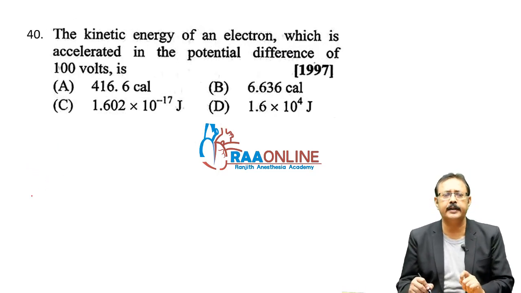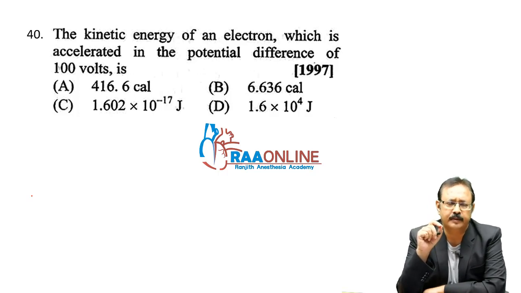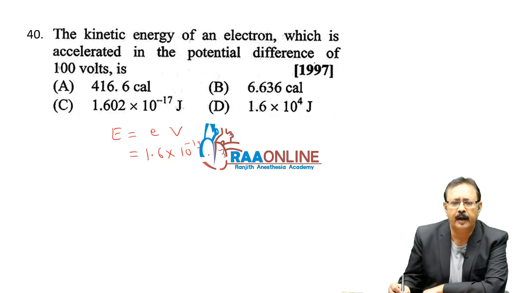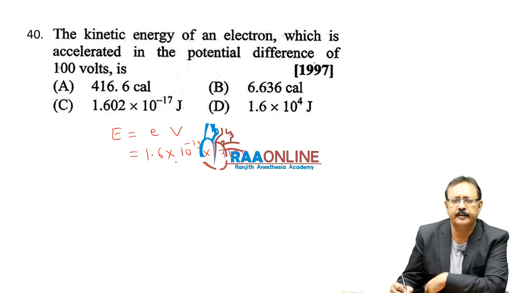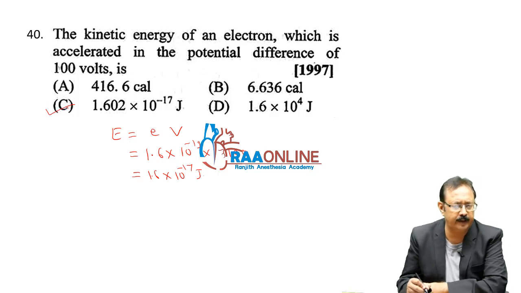Next, it is from 1997 AIPMT. The kinetic energy of an electron which is accelerated in the potential difference of 100 volts. We know that charge into potential difference is energy. So energy should be e into V. Charge of electron 1.6 into 10 to the power minus 19, accelerated by voltage 100 volt. So in joule we are getting 1.6 into 100 into 10 to the power minus 19. So we are getting 1.6 into 10 to the power minus 17 joule. So we will go with option C, 40C.